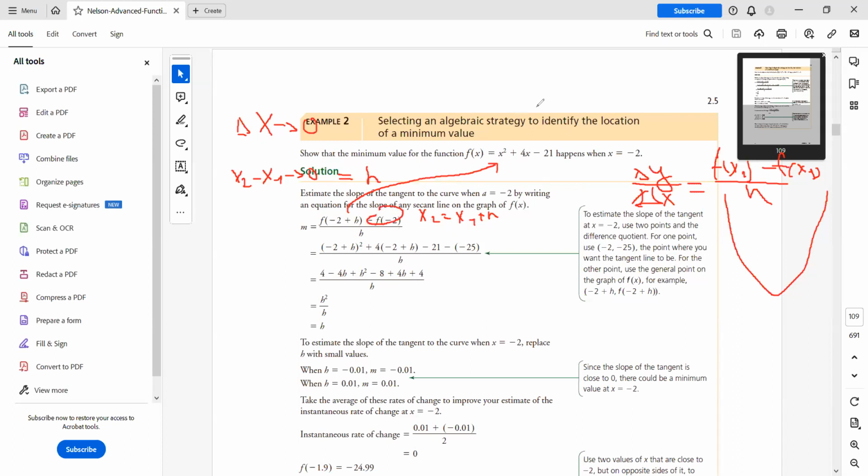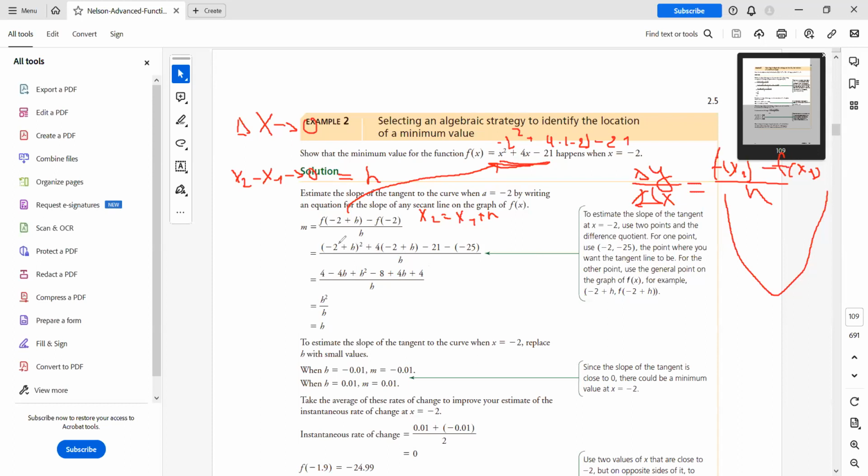And f of x1, f of -2, will be (-2) squared plus 4 times -2 minus 21. And this will be equal to -25, as we can see here. So remember that the right-hand side, f of x1, you should treat as brackets, because you subtract this whole expression from this expression. So we have brackets here, and minus -25 will give us plus 25 basically, right? Minus and minus gives us plus.